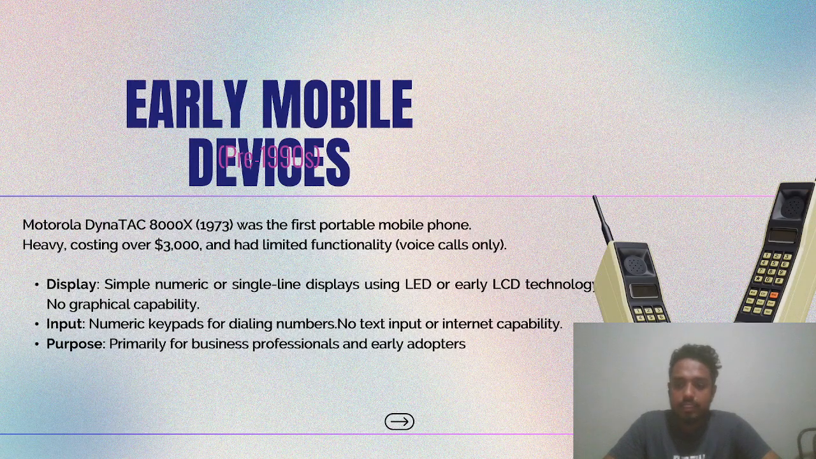Early mobile devices. They are pre-1990s devices. The first portable mobile phone is the Motorola DynaTAC, which cost over 3,000 US dollars and had limited functionalities, providing only voice calls.